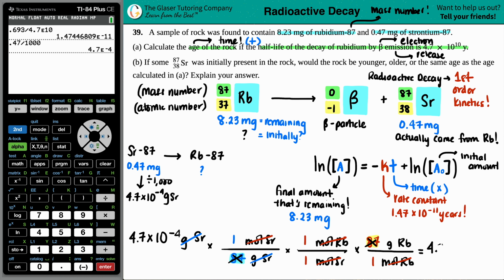So if this is 4.7 times 10 to the negative fourth grams of rubidium, this is the same thing as saying 0.47 milligrams of rubidium. That's how much got converted. So let's pause the video. All we just need to understand now is that all of this value, the 0.47 milligrams, turned into 0.47 milligrams of the rubidium. So pause the video if you do need this. Just make sure that the masses didn't change.